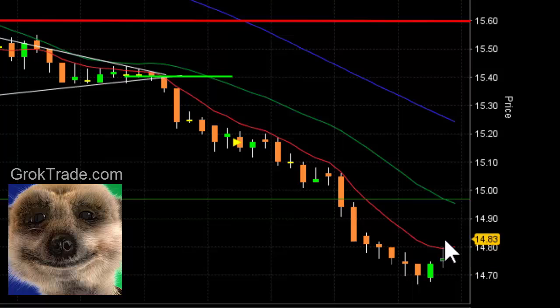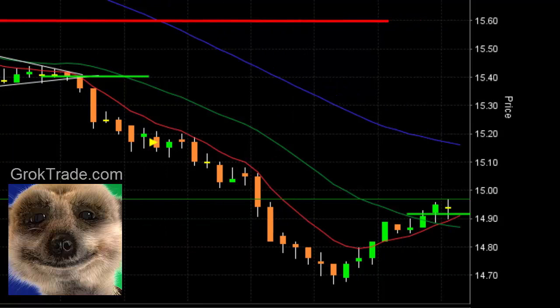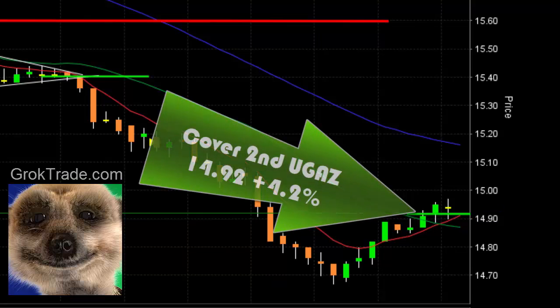So I've got a shield of my 8 EMA, another shield of the 20 moving average, and let's see what happened after that. And it came up here and stopped me out right there as I followed it down, got me out at $14.92 for 4.2% on the second half.